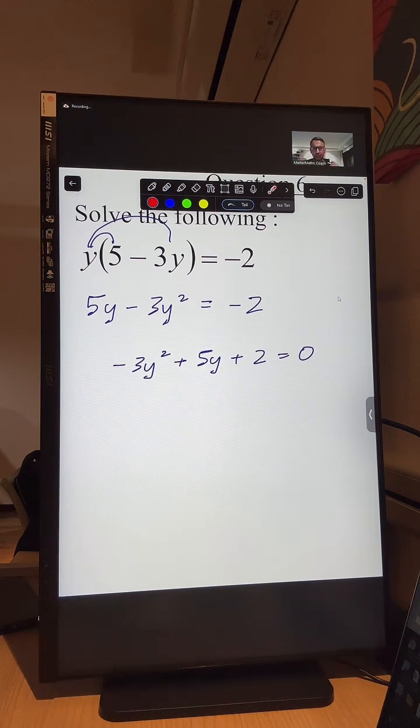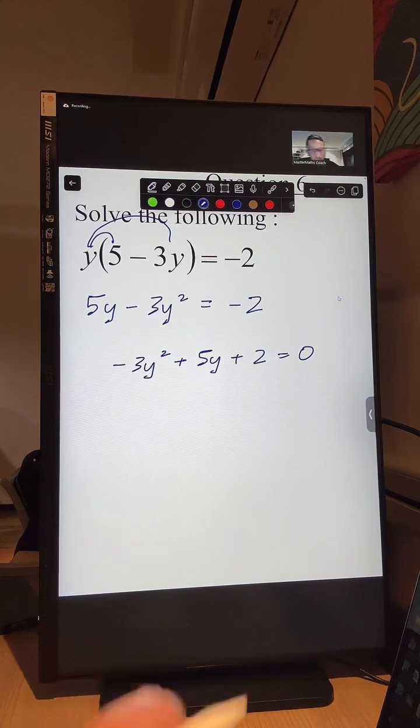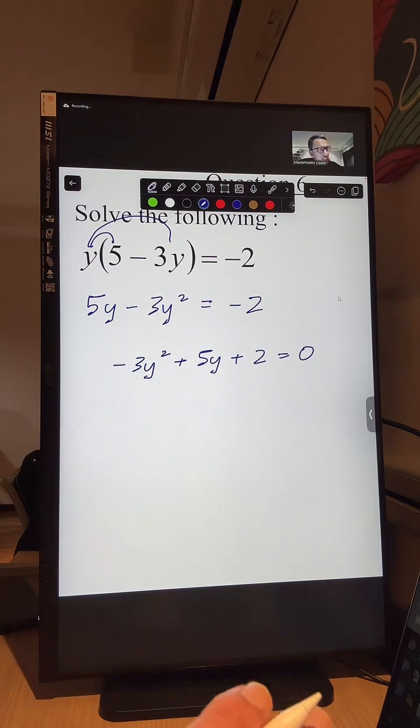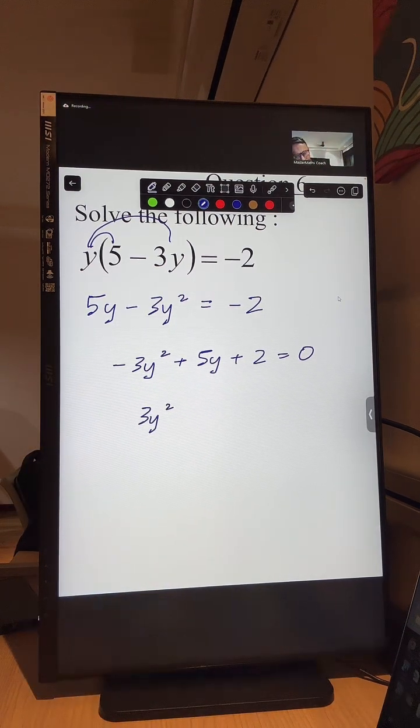Okay, so essentially what we can do here is we can multiply the left-hand side and the right-hand side with negative 1. When we multiply the left-hand side and right-hand side by negative 1, we get 3y square minus 5y minus 2 equals 0. Now I can factorize. I like to factorize it like this.